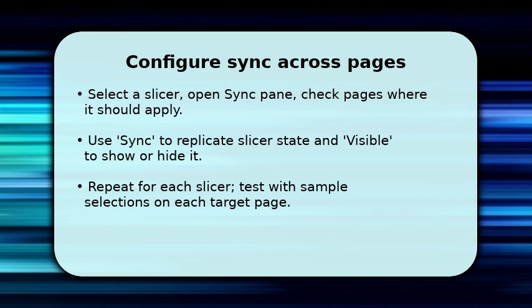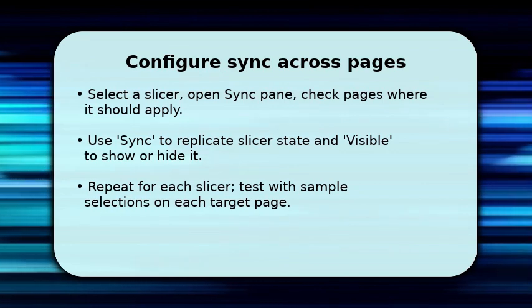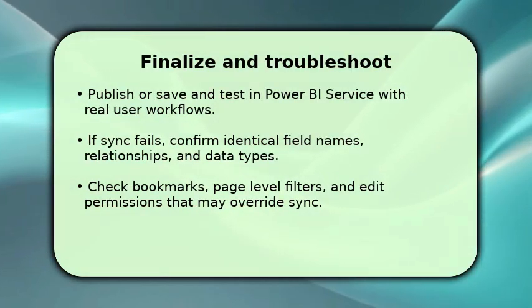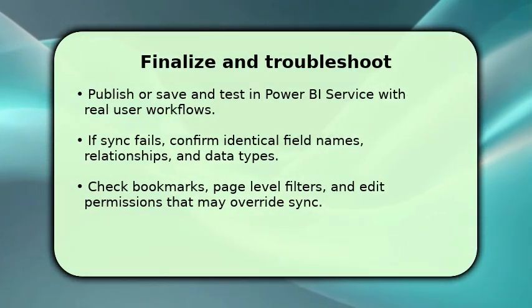Make a selection and navigate pages to confirm the filter persisted. If multiple slicers interact, check their filter direction and cross-filtering. Finish by saving and testing the user flow end-to-end. Publish to the service if needed and verify behavior for viewers.